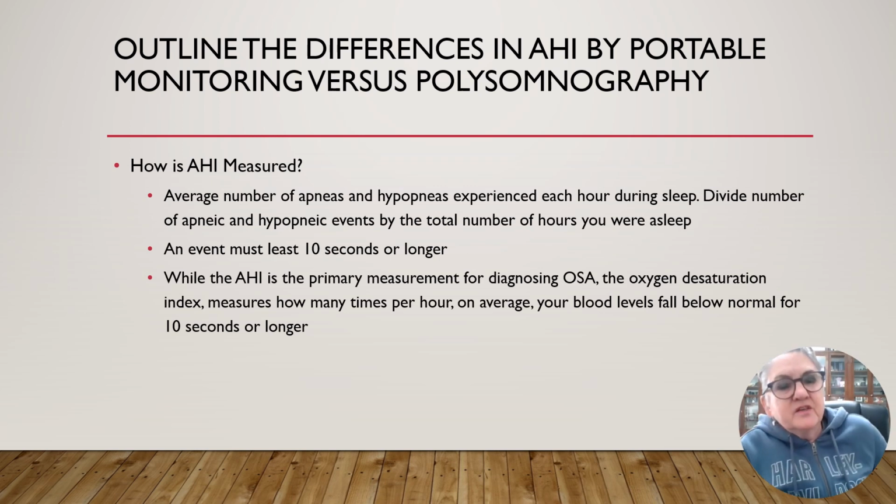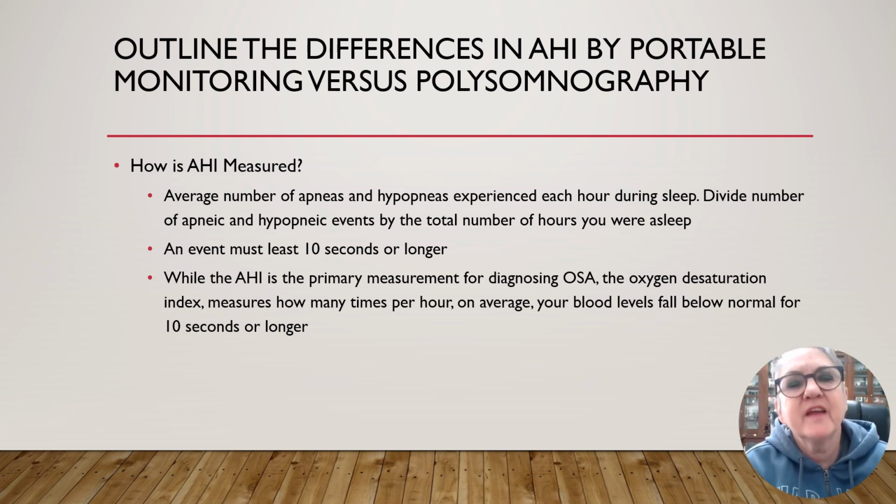How is AHI measured? Well, it's the average number of apneas and hypopneas experienced each hour during sleep. Divide the number of apneic and hypopneic events by the total number of hours you were asleep. An event must last at least 10 seconds or longer, and while the AHI is the primary measurement of diagnosing OSA, the oxygen desaturation index measures how many times per hour on average your blood level falls below normal.